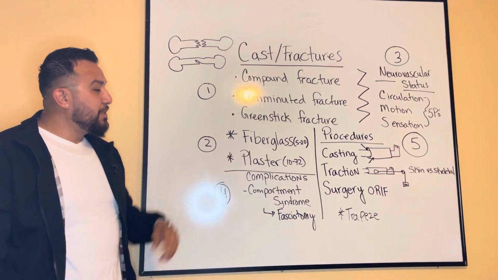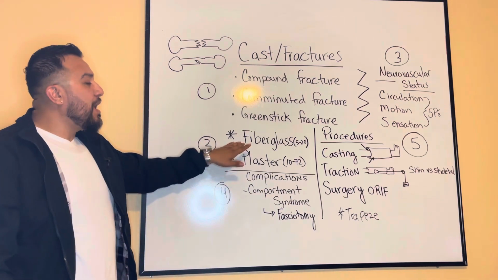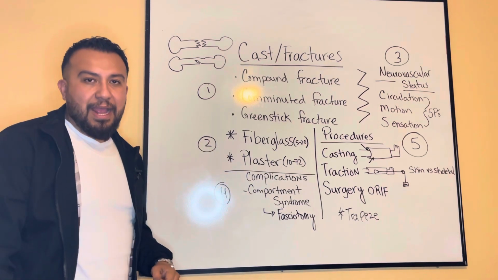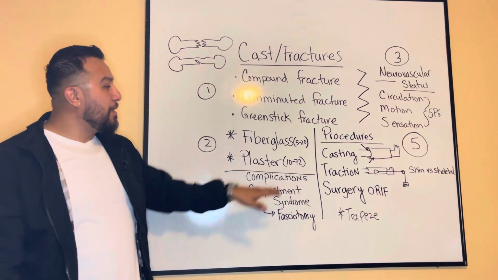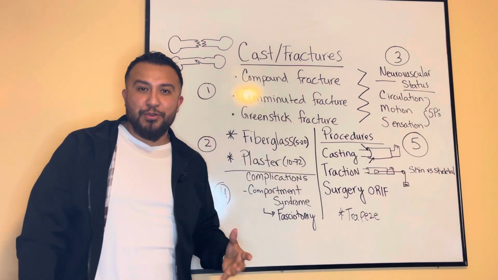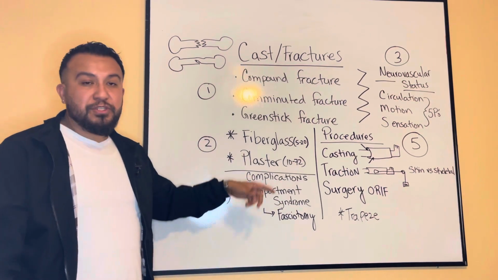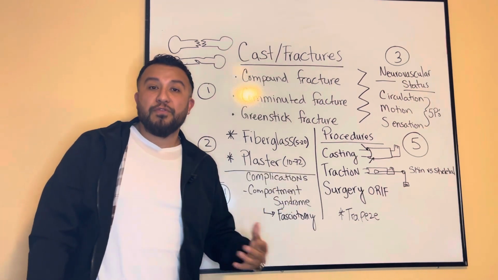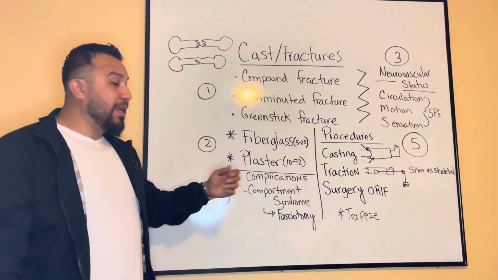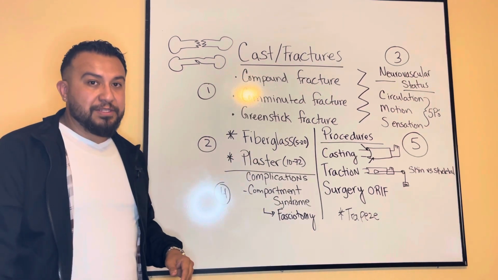Then we have to talk about the types of casting that we're going to be utilizing: a fiberglass and a plaster of Paris cast. The first thing you guys have to know is that fiberglass is synthetic. It takes about 5 to 20 minutes for it to dry thoroughly, and it's water resistant. On the other hand, plaster of Paris takes 10 to 72 hours to dry up. It's not water resistant, and it's significantly heavier than the fiberglass cast.